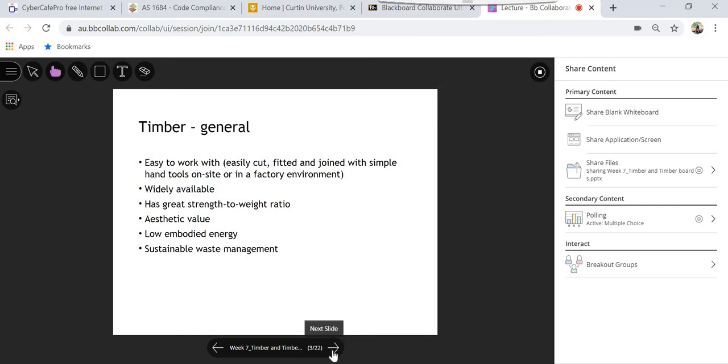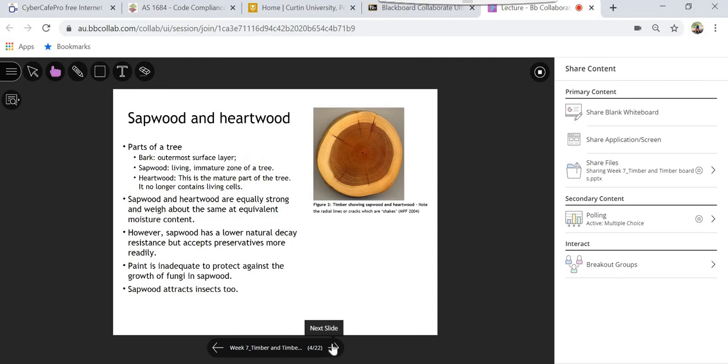Okay. So just a bit of a general discussion about timber. When we take a tree, we have two types of timber, called sapwood and hardwood, and also we have bark. It's quite obvious that we don't use bark for construction, but we may use both sapwood and hardwood. The sapwood is the living part at the immature zone of a tree.